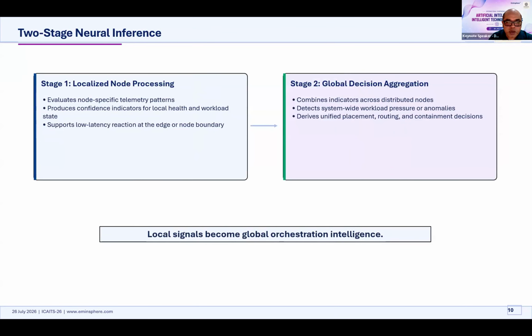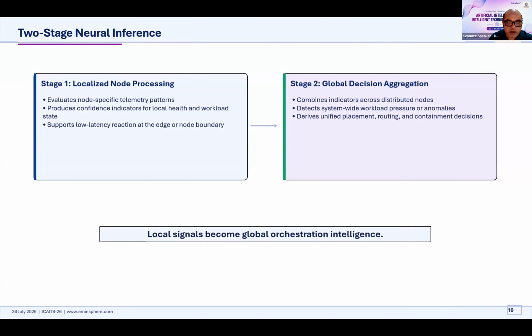The two-stage neural inference process model uses two stages. The first stage operates closer to the individual node or local environment. Here the system analyzes node-specific telemetry. It can evaluate local workload conditions, resource pressures, anomalies, and health indicators. The advantage is low latency.